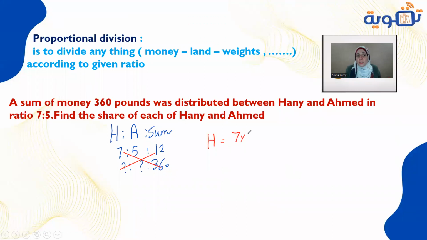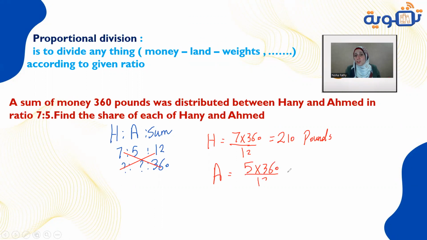So 7 times 360 divided by 12, here equal 210 pounds. And Ahmed, the same concept, 5 times 360, the same fraction, change only the ratio, equal 150 pounds. If I want to check my result, just add 210 plus 150, gives me 360 pounds.